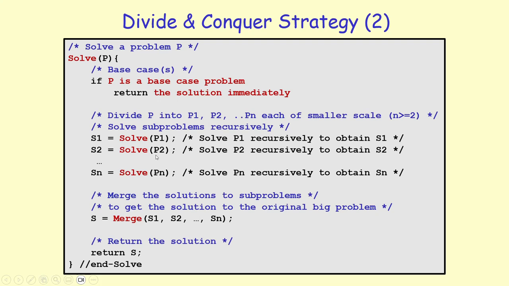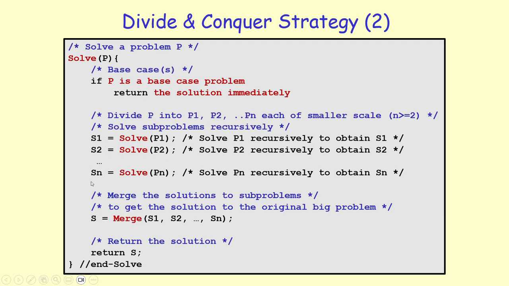Otherwise, we now have to divide this problem into subproblems. Let's call them P1, P2, Pn. So divide P into P1, P2, Pn, each of smaller scale. Remember, each of these subproblems has to have the same type as the original problem P, but will have smaller scale. That means that if our black box function solves the bigger problem P, it definitely solves a smaller problem of the same type. So we can just call solve to get a solution to P1, and we can call solve to get a solution to P2, and so on and so forth.